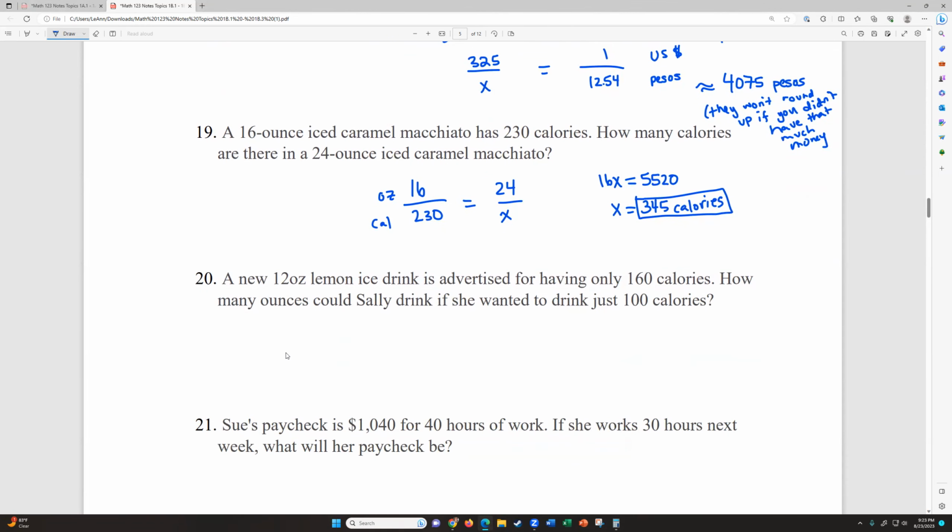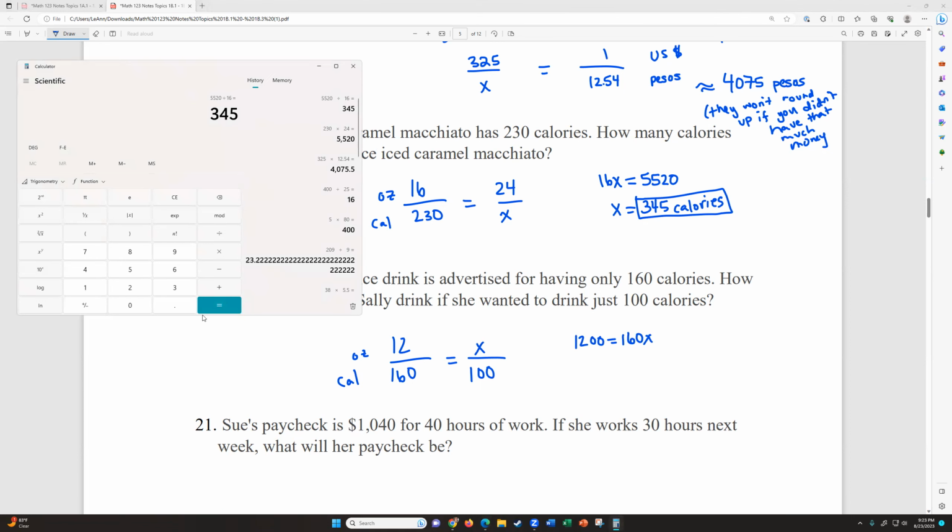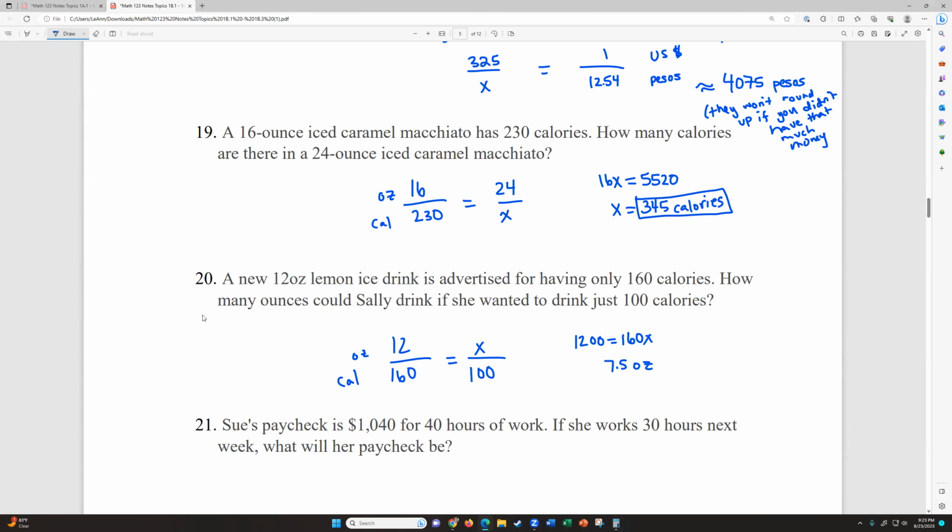A new 12-ounce lemon ice drink is advertised for having only 160 calories. So 12 ounces for 160 calories. But Sally is only wanting to drink 100 calories. So maybe she's trying to diet and cut her calories for the day. So she only wants to have 100 calories. So how much of that drink should she have? So if we cross multiply here, that's 1,200 equals 160x. So 1,200 divided by 160 is 7.5. So she can only drink 7.5 ounces of that lemon ice drink.